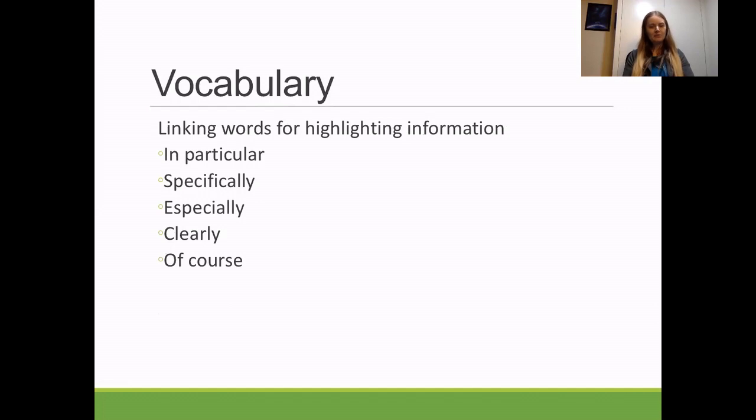When you're highlighting information, you can say things like in particular, specifically, especially, clearly, or of course. So to draw the person's attention to this information that you're presenting, those are some phrases and words you can use.